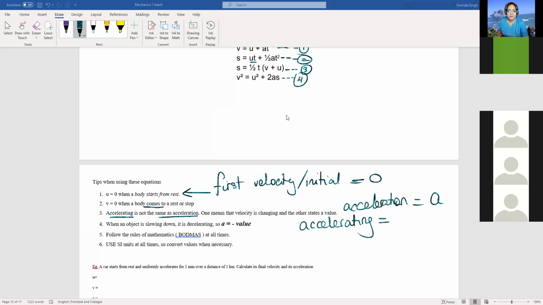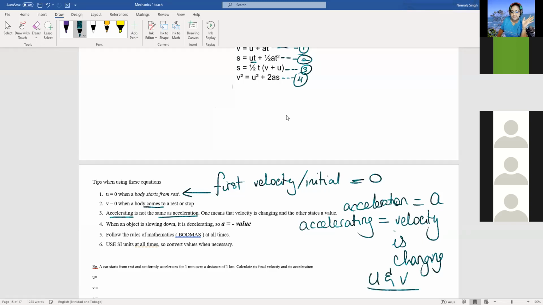Right, so accelerating, when we see the word accelerating, that just means that the velocity is changing. All right, and this indicates that we are going to have a u and a v being stated. Don't worry, when we're doing questions, you will see it, you will encounter it. Anytime you see accelerating, that means that we are looking at changes in velocity. The values you see there will not be the acceleration.